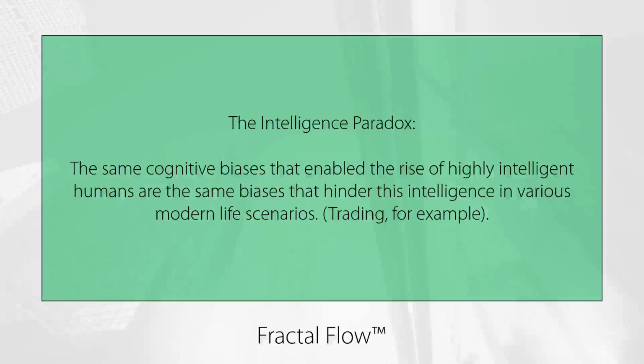The intelligence paradox can be stated in the following sense. The same cognitive biases that enable the evolution of intelligence in the human brain are the same cognitive biases that hinder that intelligence in modern life situations.